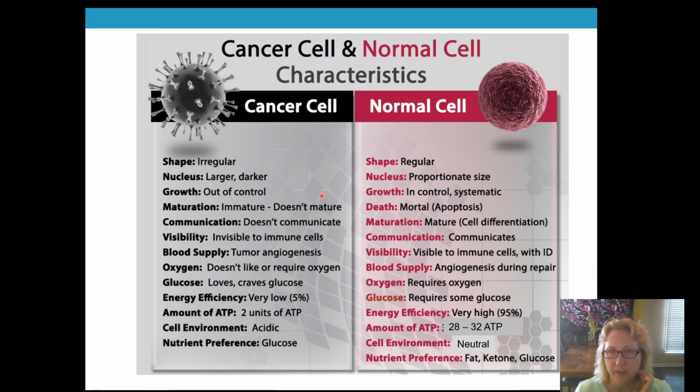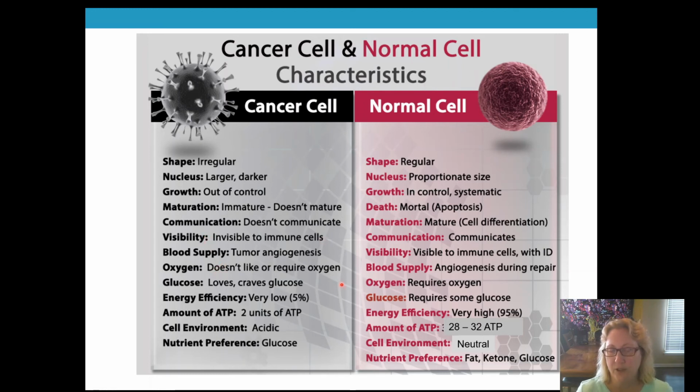So if we compare a cancer cell to a normal cell, cancer cells are growing out of control. They don't mature into whatever tissue type they're supposed to be. They have evaded the immune system. Normally, we know the immune system is involved with early cancer surveillance and preventing cancer. But once there's a tumor growing, that means your immune system has not recognized it as being not self.